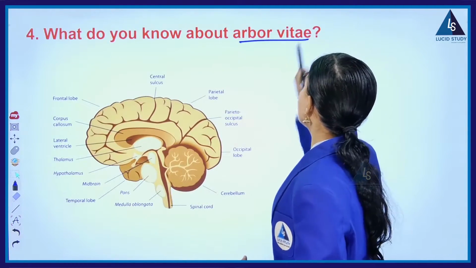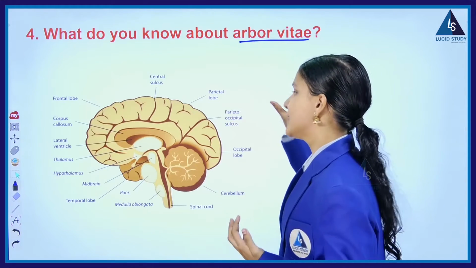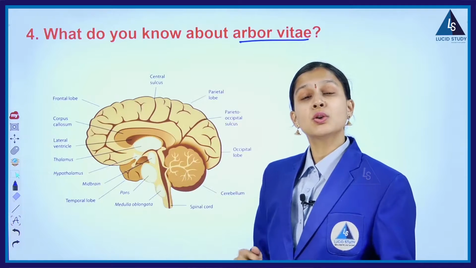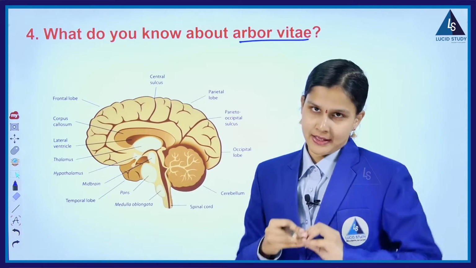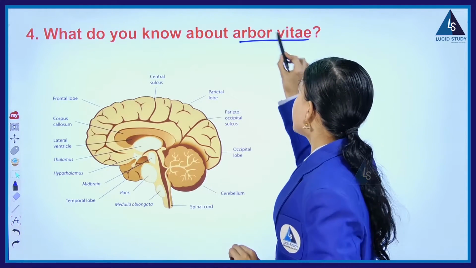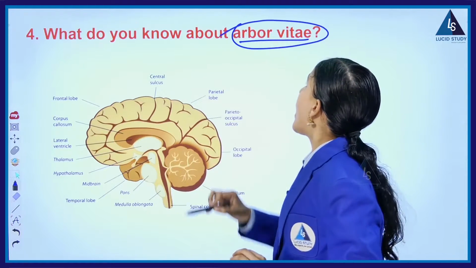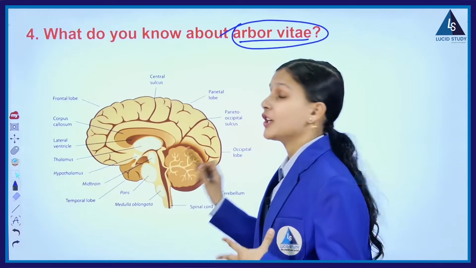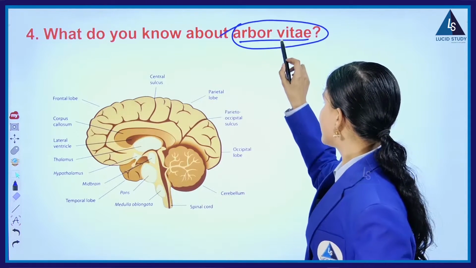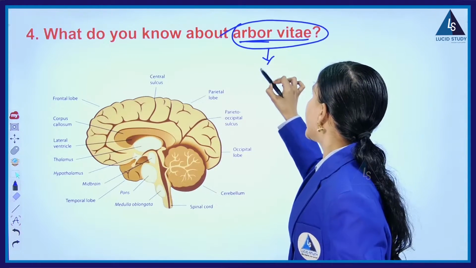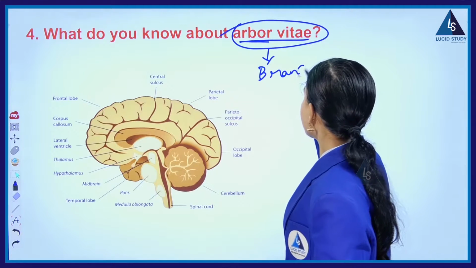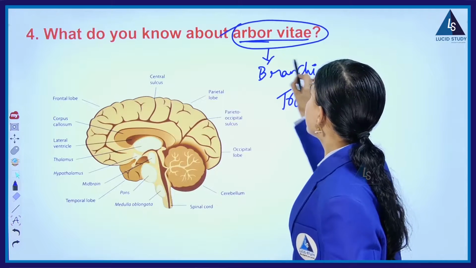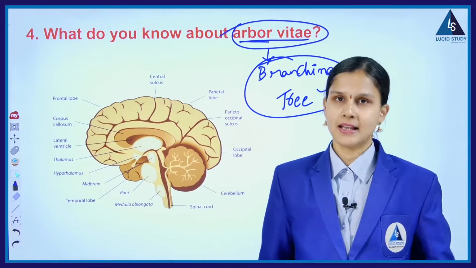What do you know about arbor vitae? Inner white matter of the cerebellum which usually projects out into a sheath of grey matter. So here we call it arbor vitae. It usually looks like a branching tree. So this arbor vitae appears like a branching tree. If you write these points under this answer, it is enough.